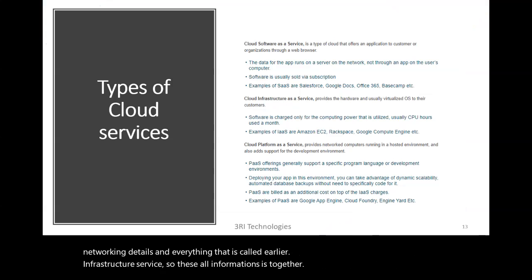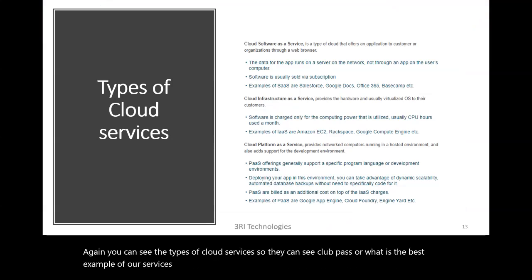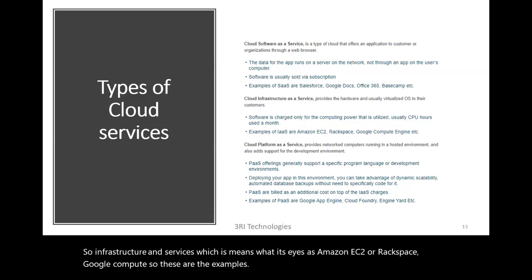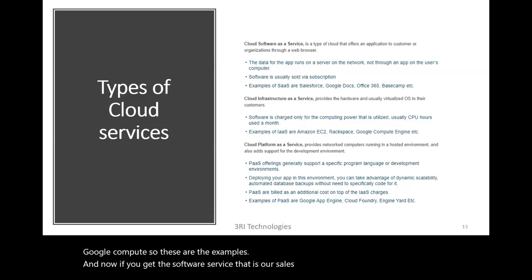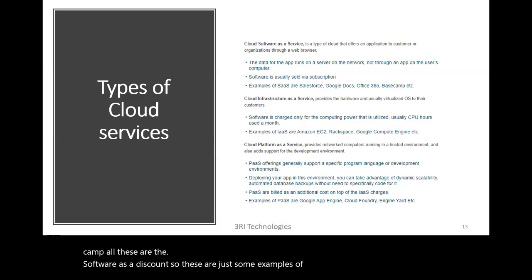Okay. Now, again, you can see types of cloud services. So what are the best examples of PaaS services? Google App Engine, Cloud Foundry, Engine Yard, etc. These are the PaaS services, right? So infrastructure as a service means what? It's IaaS such as Amazon EC2, Rackspace, Google Compute. So these are the examples. And now, if you can see software as a service, that is Salesforce, Google Docs, Office 365, Basecamp. All these are software as a service cloud. So these are some examples of the types of cloud services.